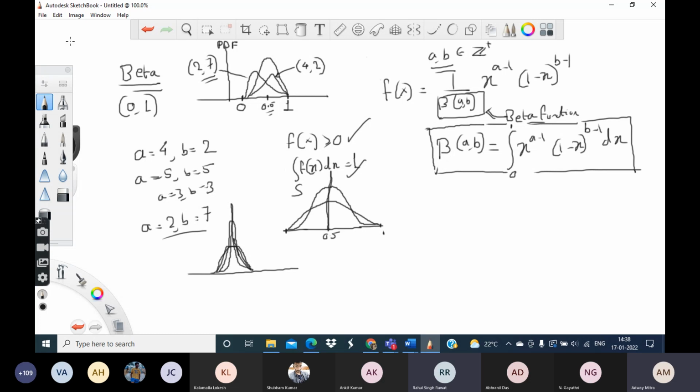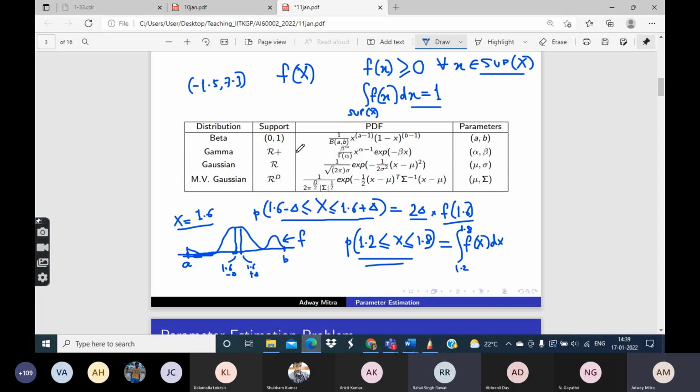Then another distribution which is often used is the gamma distribution. The gamma distribution is defined for positive real numbers. That is, its support is basically from 0 to positive infinity. In this case also it has two parameters, alpha and beta, which are called the shape and the scale parameters. Okay, and this is what its PDF looks like.